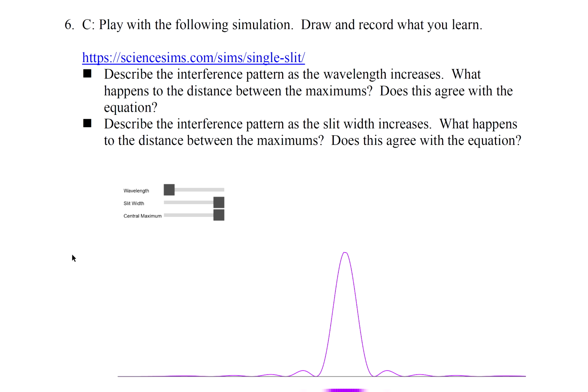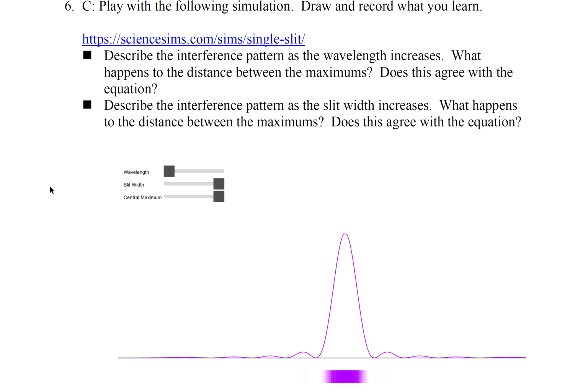Question 6. Play with the following simulation. Draw and record what you learned. So go on this website and first bullet, describe the interference pattern as the wavelength increases. So start increasing the wavelength. What happens to the distance between the two maximums? And then describe the interference pattern as the slit width increases. So you can see we have another option, slit width. What happens to the distance between the maximums?